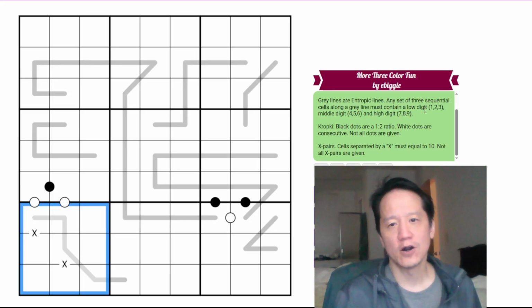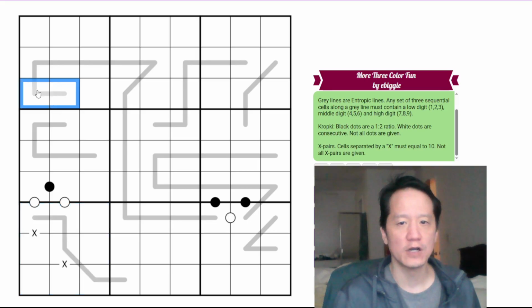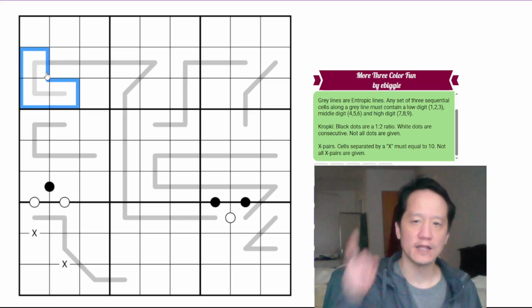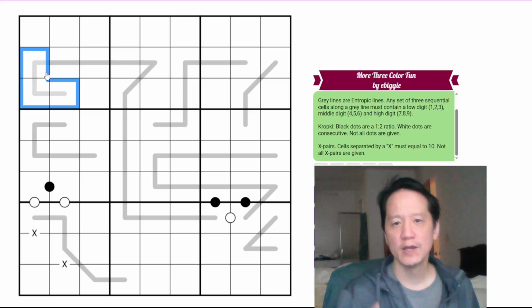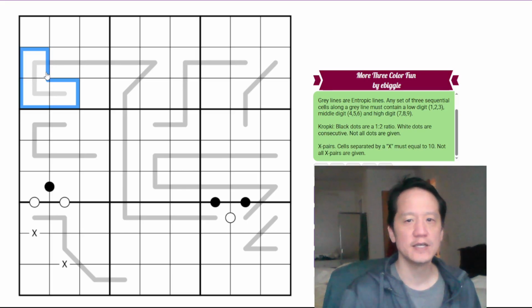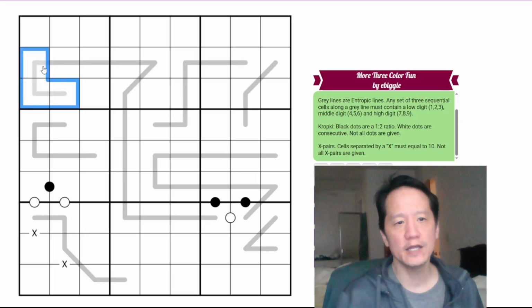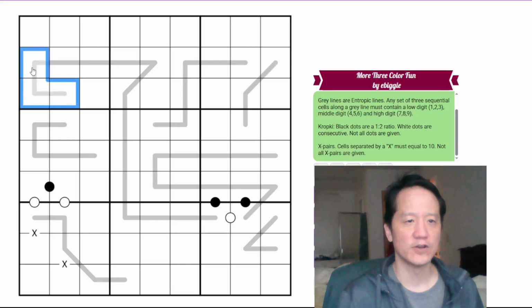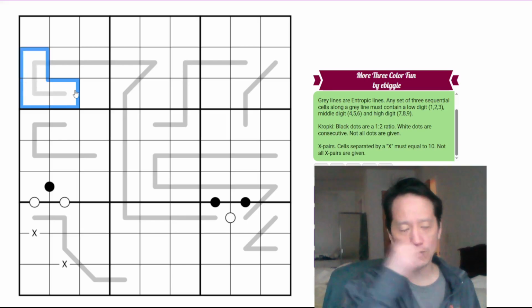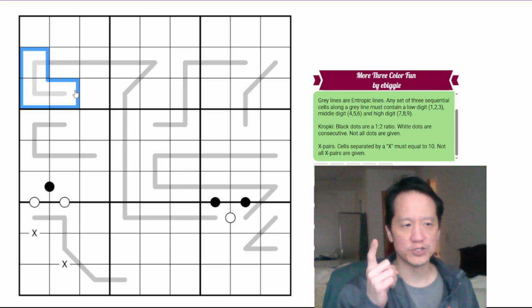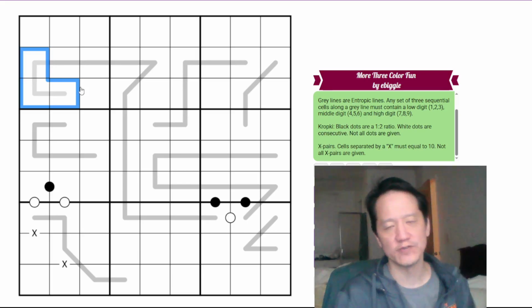Gray lines are entropic lines. Any set of 3 sequential cells along a gray line must contain a low digit, which is 1, 2, or 3, a middle digit, which is 4, 5, and 6, and a high digit, which is 7, 8, and 9. So along any gray line, any 3 cells that are consecutive along this line must contain one low digit, one middle digit, and one high digit.